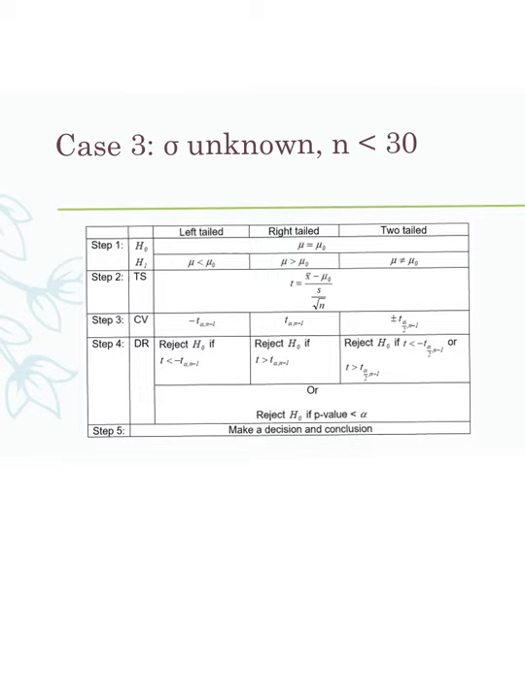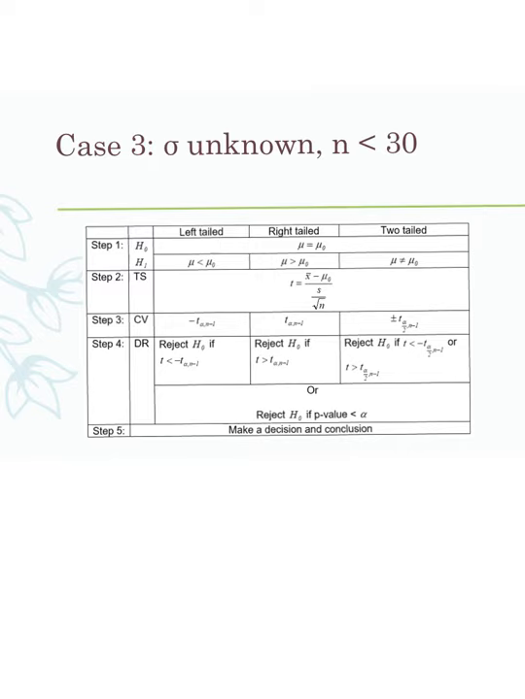Okay, this is for case number 3, which is for population standard deviation unknown and n less than 30, small sample size. For case number 3, the difference is in terms of the test statistic that we're going to use. For case 1 and case 2, we use Z, but for case number 3, we're going to use T. Why? Because n here is small, which is less than 30.